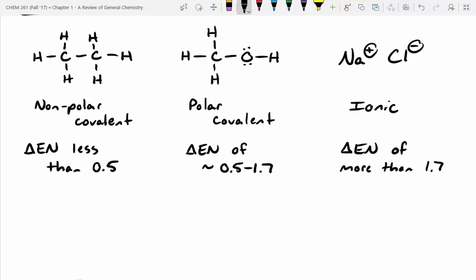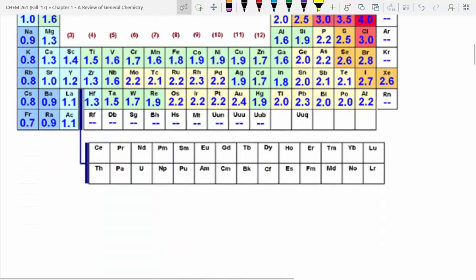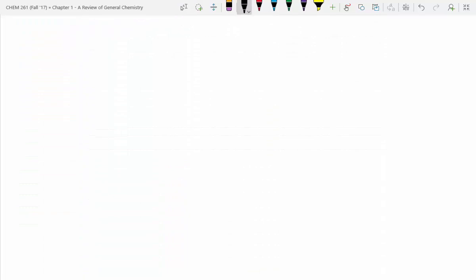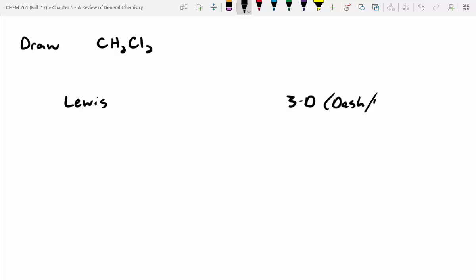The reality is there are some examples where there's a little bit of gray area, where it's not quite ionic, it's not quite covalent, it's kind of in between. So this is a really good trend that you can use if you're trying to determine the type of bond. So let's take a look at some relatively simple examples, and we'll practice Lewis dot structures again. Let's draw CH2Cl2, and let's first do a Lewis drawing and then we'll do a 3D drawing using dash and wedge.